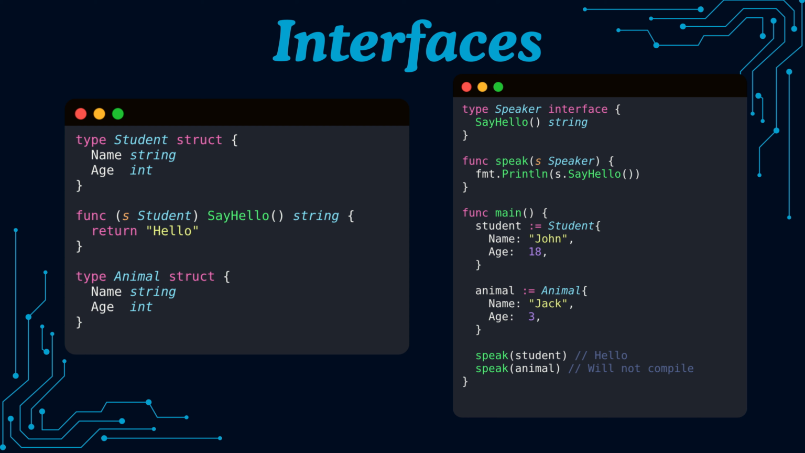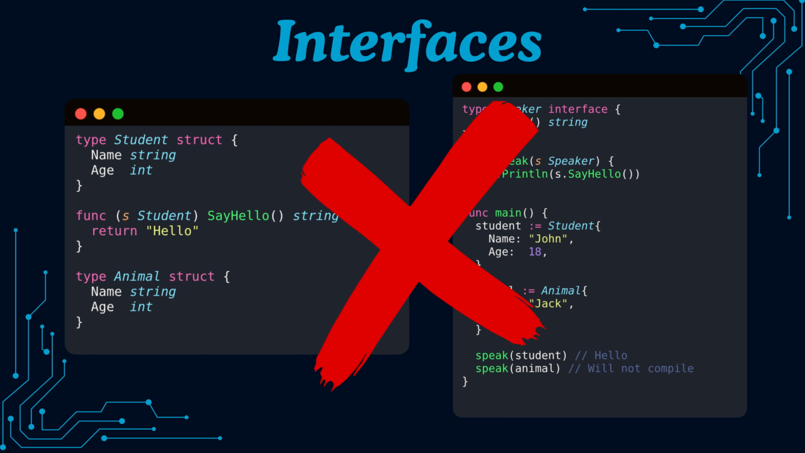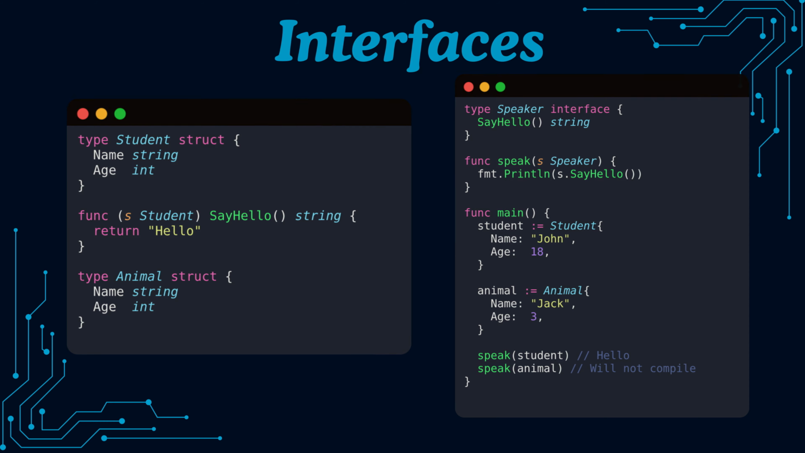Let's say we have 2 structs, a student and an animal. The student struct has a method called sayHello, which just returns the string hello. We also have a function called speak, but we want to make sure that anything passed into the speak function has a sayHello function, so we use an interface. The interface makes sure that for anything to be a speaker, it must have a sayHello function that returns a string. If we try to pass the student struct into the speak function, it will work normally, since the student has a sayHello method. But if we try to pass an animal into the speak function, it will not work, since the animal does not have any sayHello function.